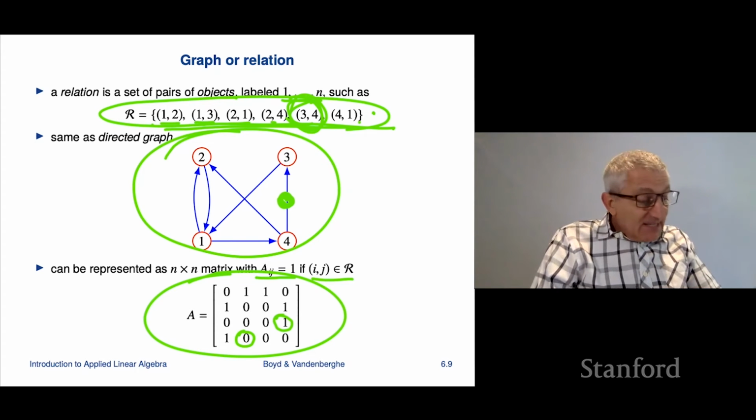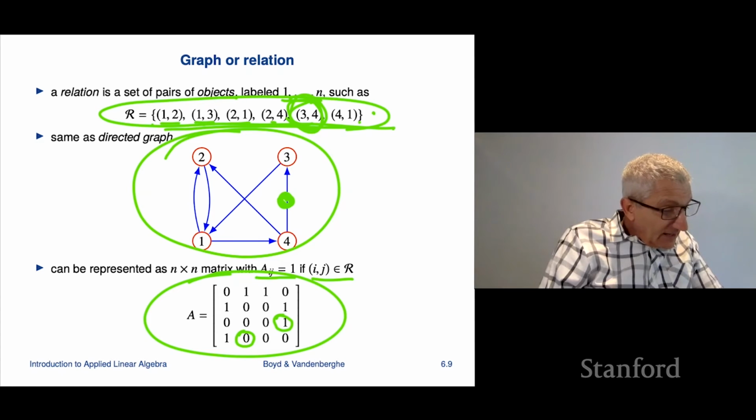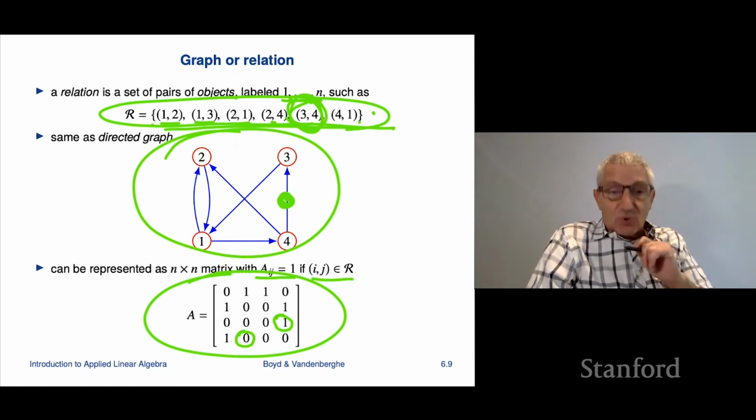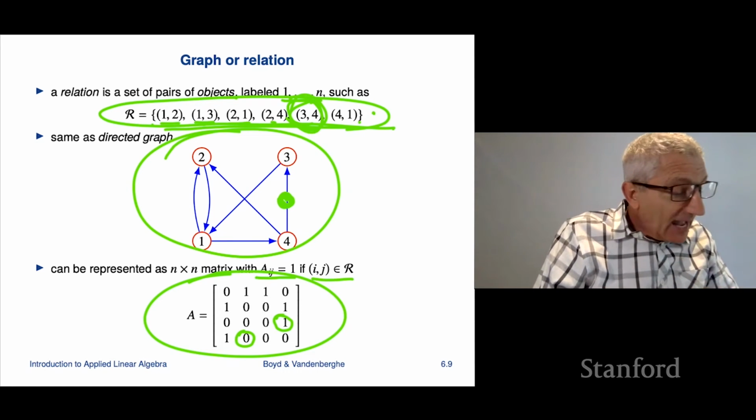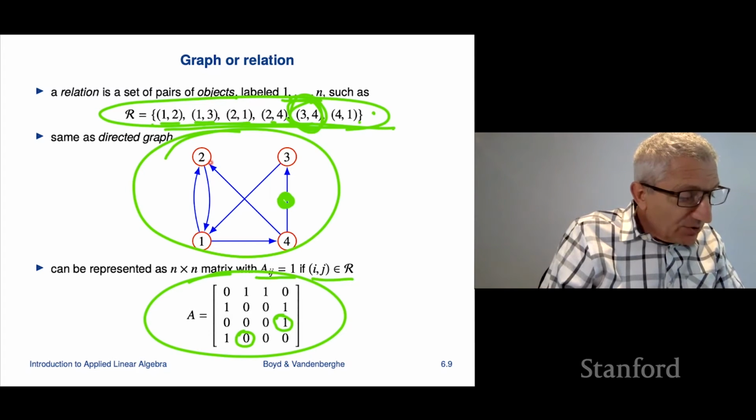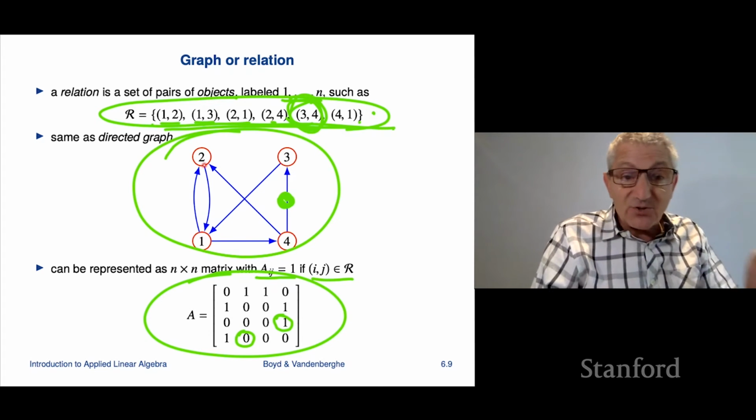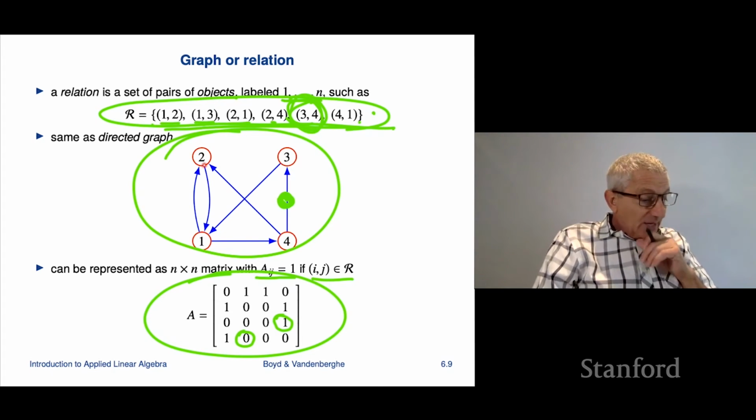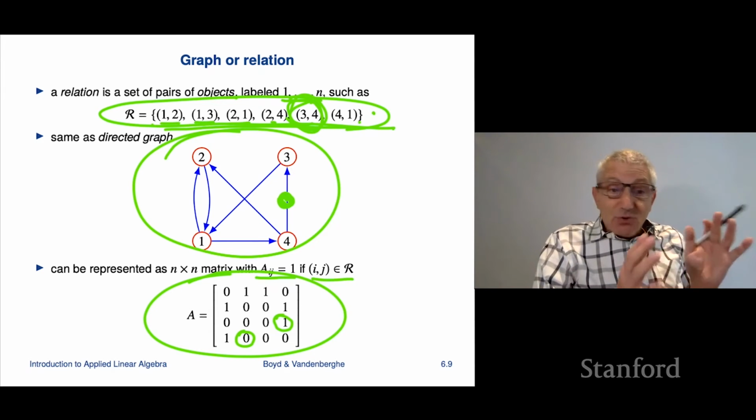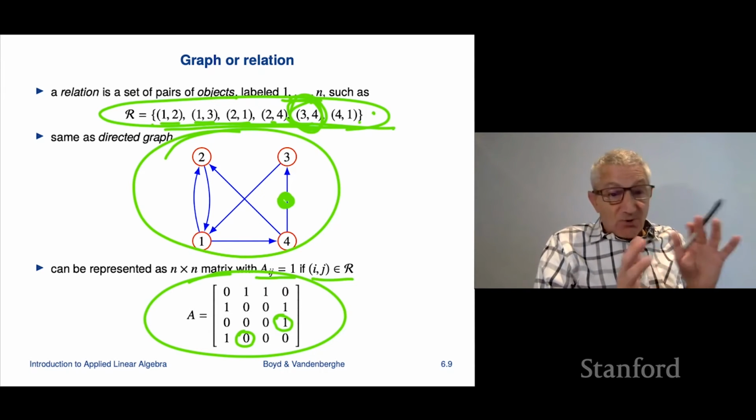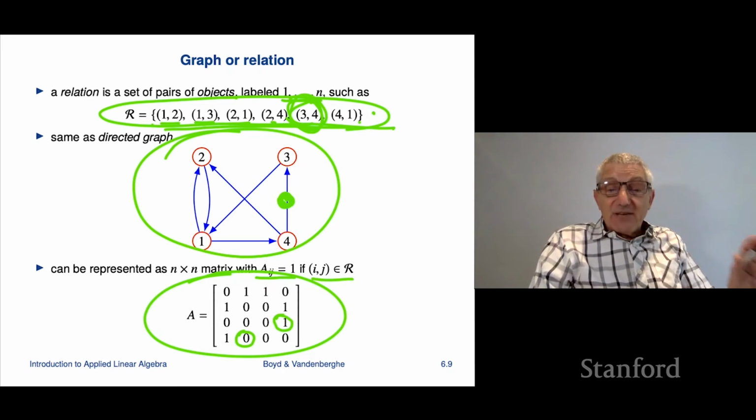Visually in the graph, it says that there is not an edge from 4 to 2. Let's see, did I get that right? From 2 to 4. I switched them around. And indeed, there is not an edge from 2 to 4. There is one from 4 to 2, but not 2 to 4. Okay, so this is just an example. So, matrix can also represent a graph or relation, and we'll see plenty of that in the sequel.